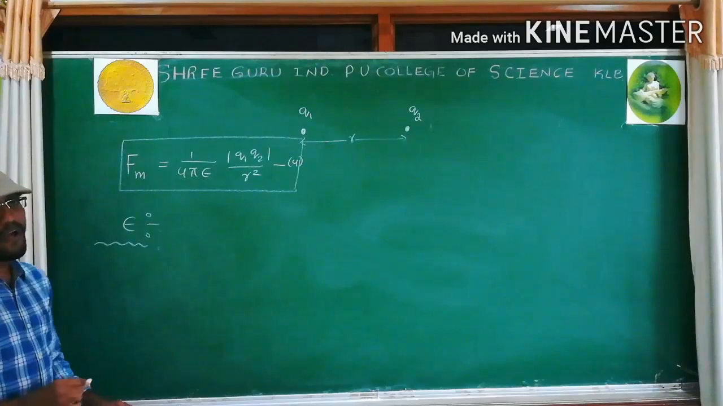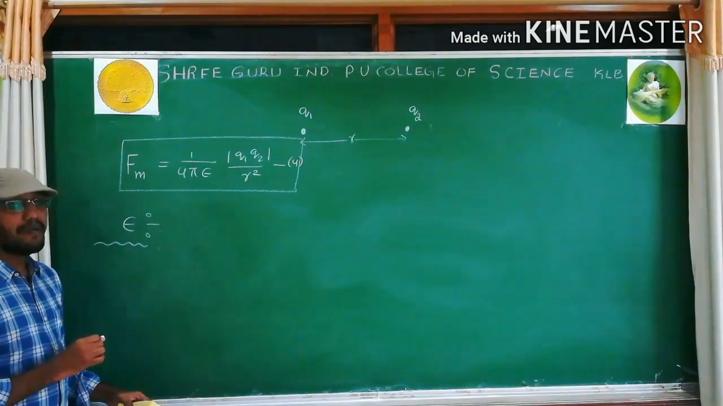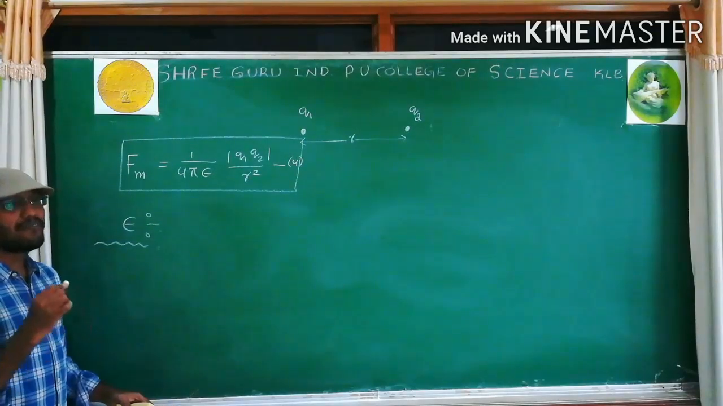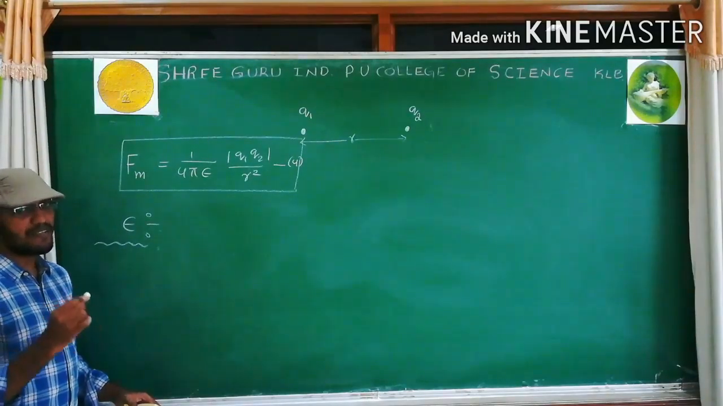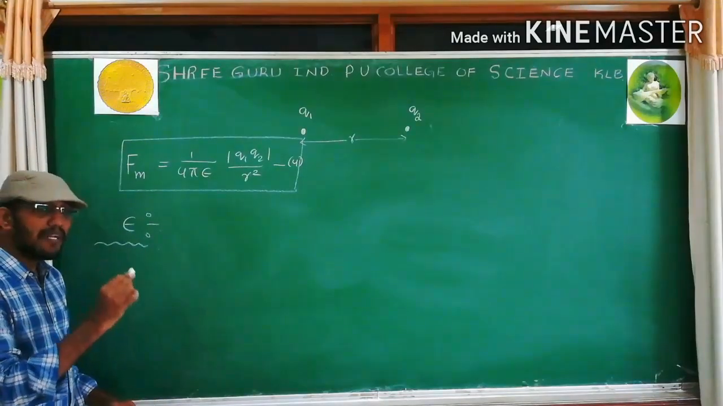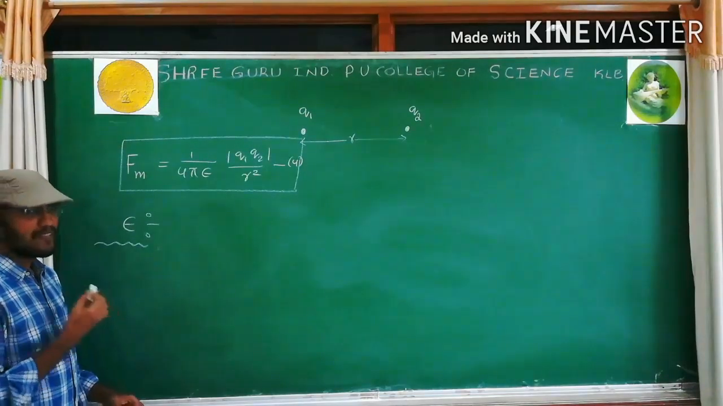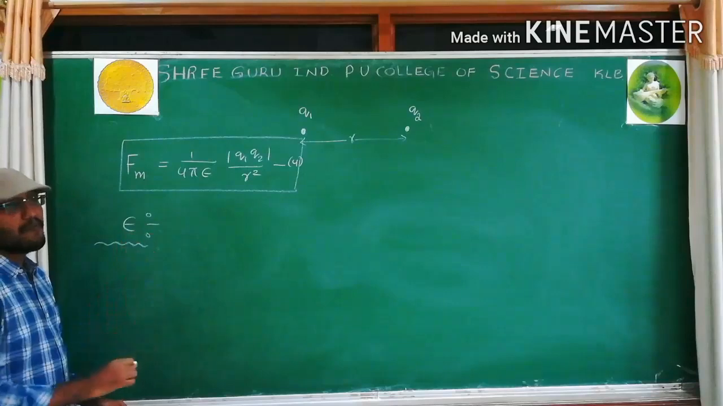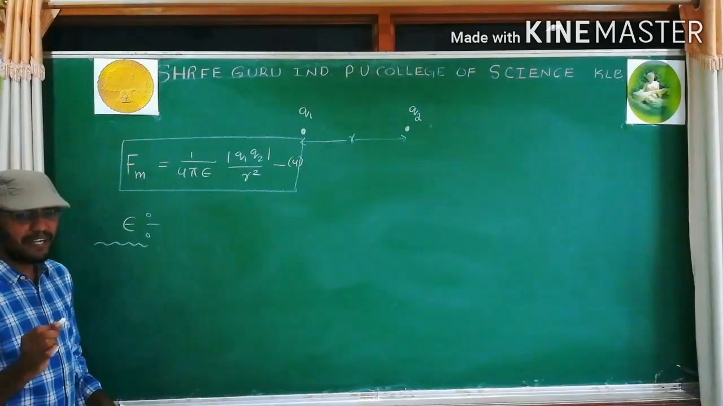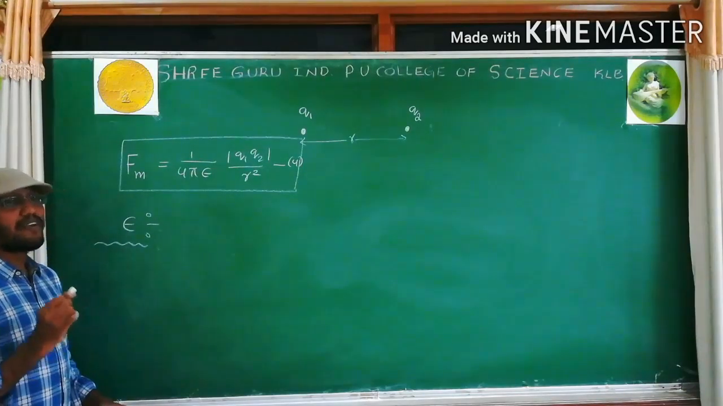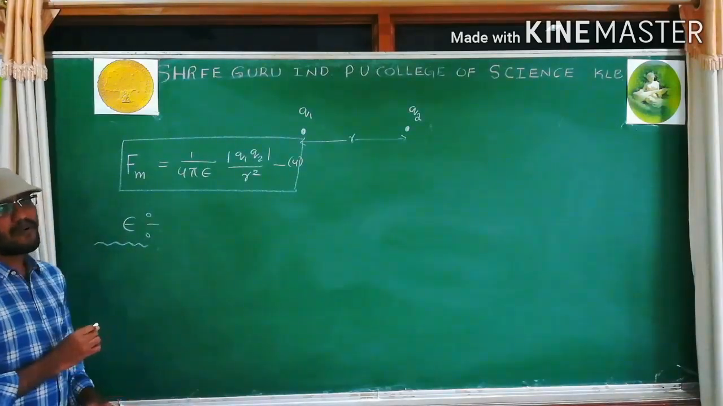So what is this epsilon? Permittivity of a medium. Permittivity of a medium is a property of the medium due to which it can influence the force between charges. So, what is that property? Permittivity. Permittivity of a medium is the property of the medium which can influence the electric force between the charges. And here epsilon naught is called, what is that?